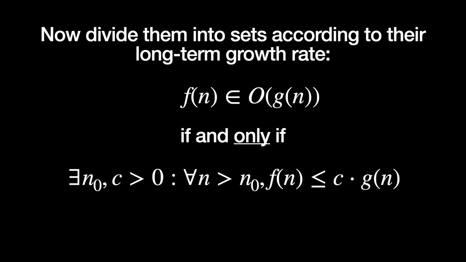Correction, larger than the representative function from the larger pile. So if c is 2 and g of n is, we'll do a concrete example, that'll be an easier way. This is pronounced "f of n is big O of g of n", or "order g of n"; they are two equivalent ways of saying the same thing.